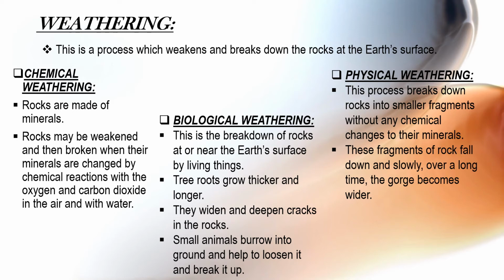Second is biological weathering, which shows the rocks which break down at or near the Earth's surface. When small insects burrow or dig into the ground, it loosens the rocks and then makes the cracks deeper and then breaks it into pieces. While the last but not the least is physical weathering, that is the third one. It also shows the process of breaking down of rocks, but without any chemical changes. They fall down slowly and then the cracks become deep and wide.